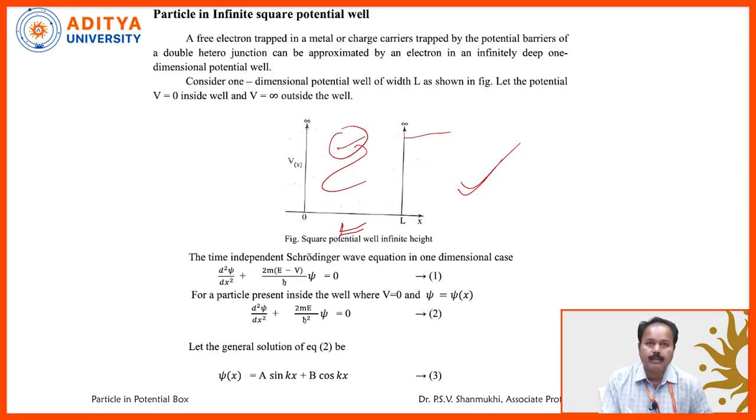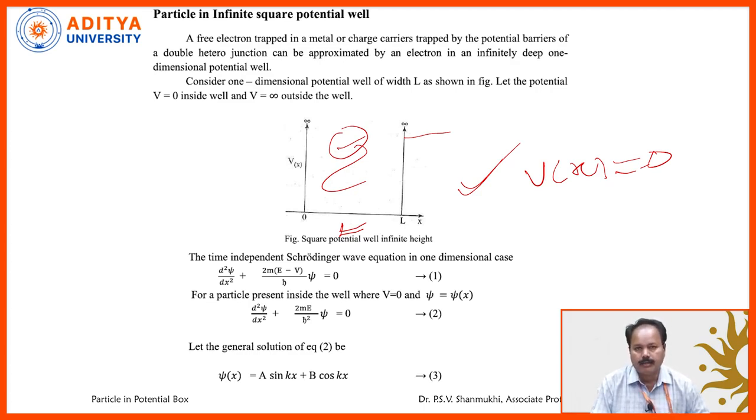So here the electron is moving completely freely. Since the electron is moving completely freely, it contains only kinetic energy. Its potential energy V of x is equal to 0. Here I am going to solve this problem. The solution is nothing but the behavior of the electron. Behavior means what is the energy and what is the position. That is what we are going to derive.